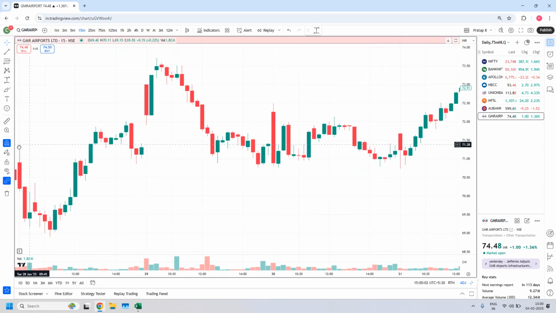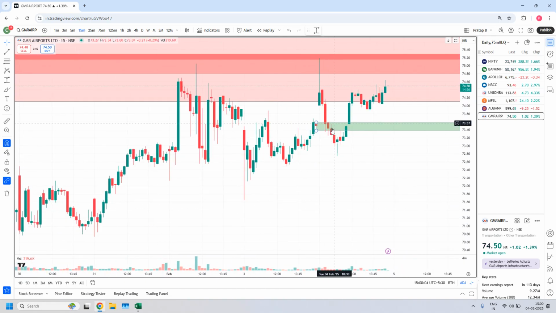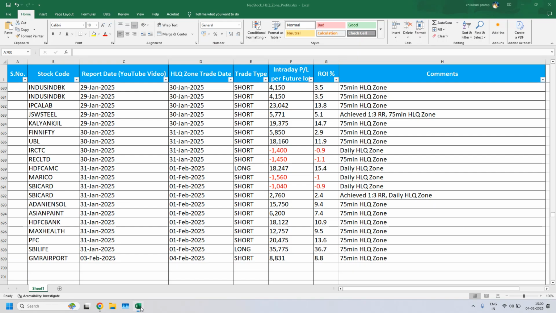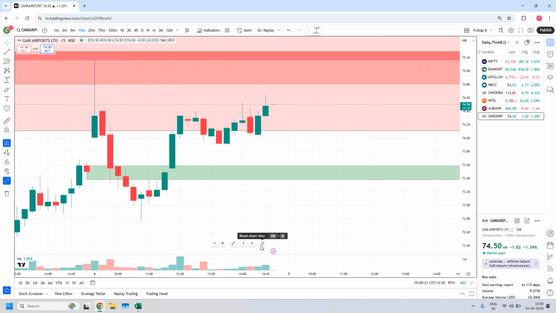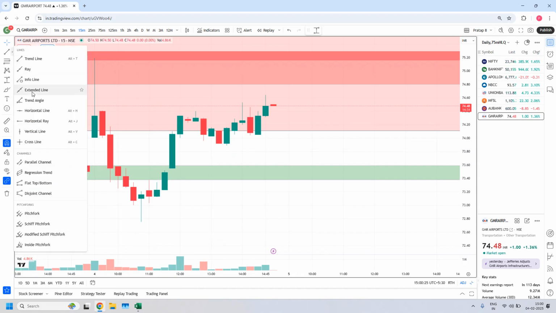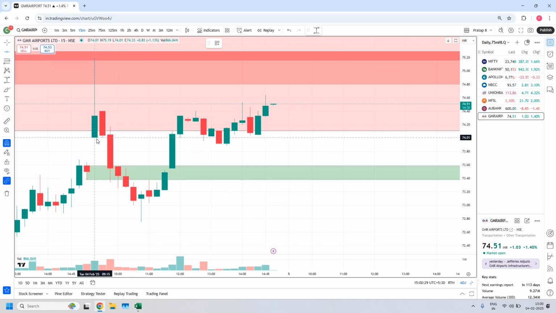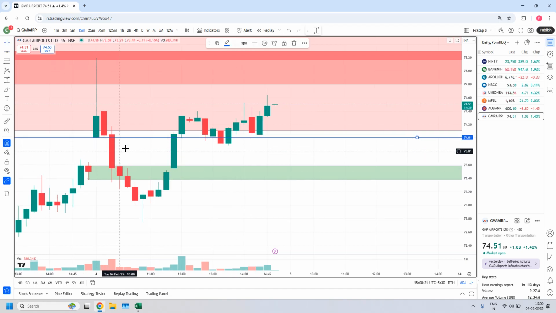It has given a good profit. How much profit till this 15-minute zone? GMR Infra has given 8,831 rupees profit, which is 8.8% ROI. This is from our performance point of view, but not practical. What is the real practical? Your practical is, because there is a gap, a pro gap, mostly you would have exited here. Let me draw a horizontal line. This could be your target.